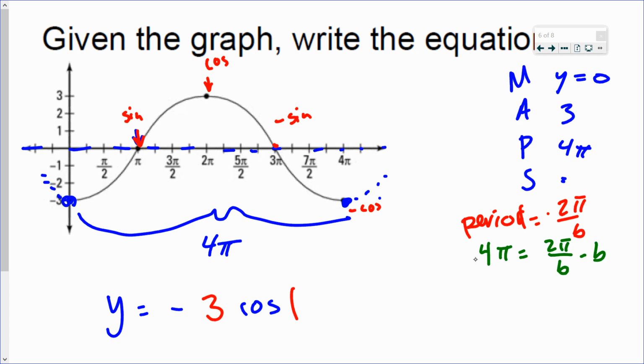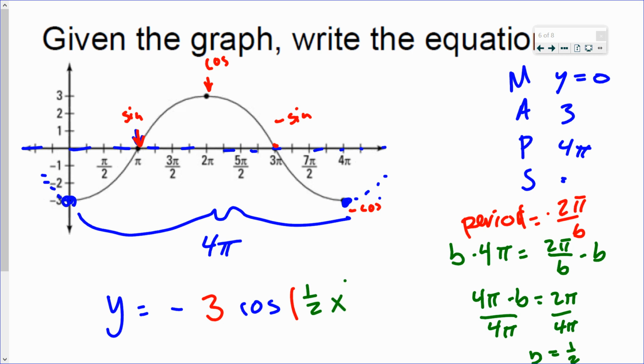I'm going to multiply both sides by b. So I get 4 pi times b equals 2 pi. Then just divide by 4 pi. It says the b value is 1/2. So I put a half here as my b value. There's no shift because it starts right on the bottom, so I just put x, and then my midline is +0.